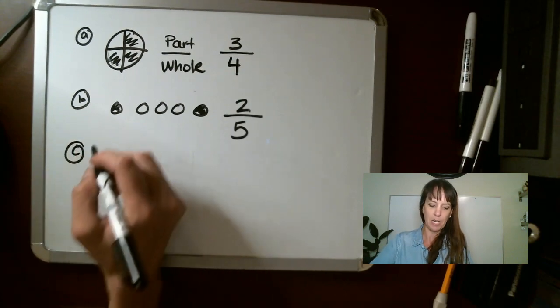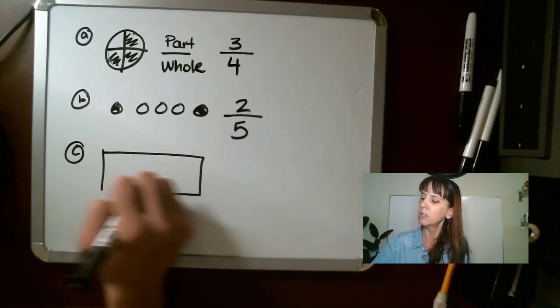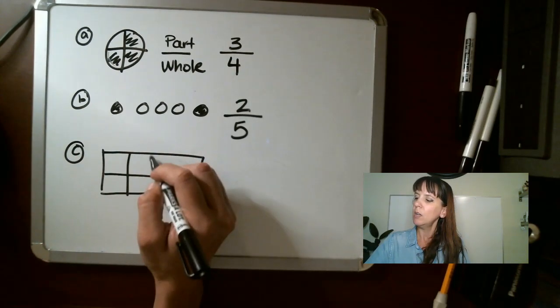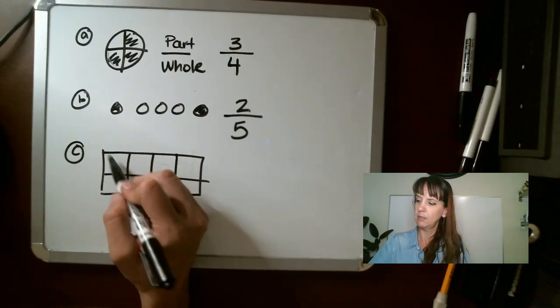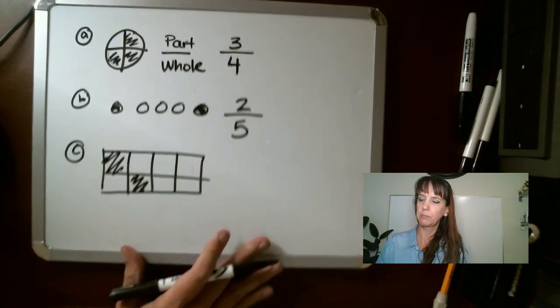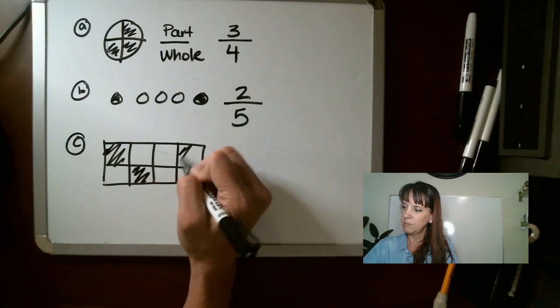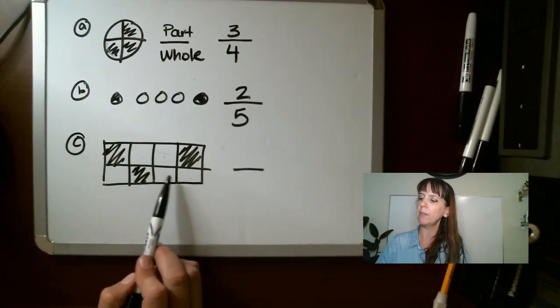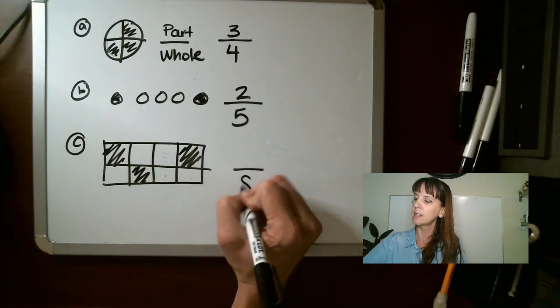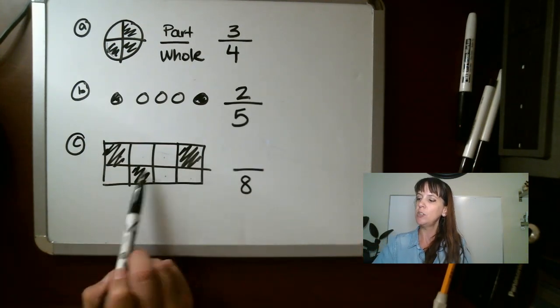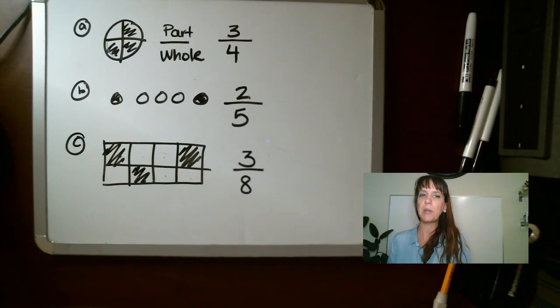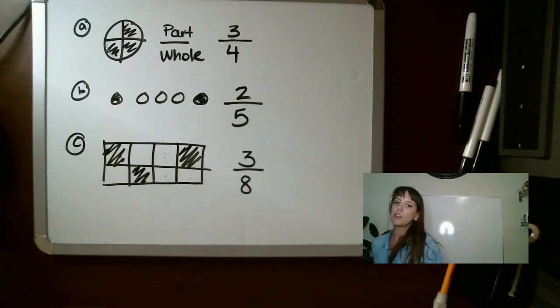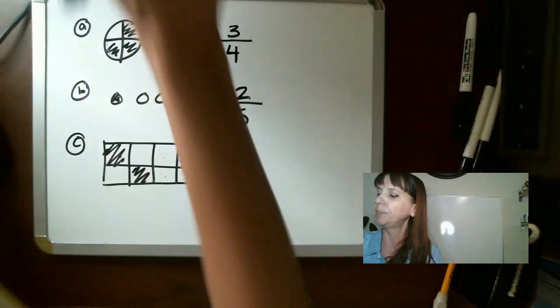For C, oh my gosh, you guys are gonna make me draw this out. I draw boxes terribly. 1, 2, 3, we got this one, this one, this one. Good. The part over whole, so the whole is 1, 2, 3, 4, 5, 6, 7, and 8. The part that is shaded is 1, 2, and 3, so you should have 3/8 for C.